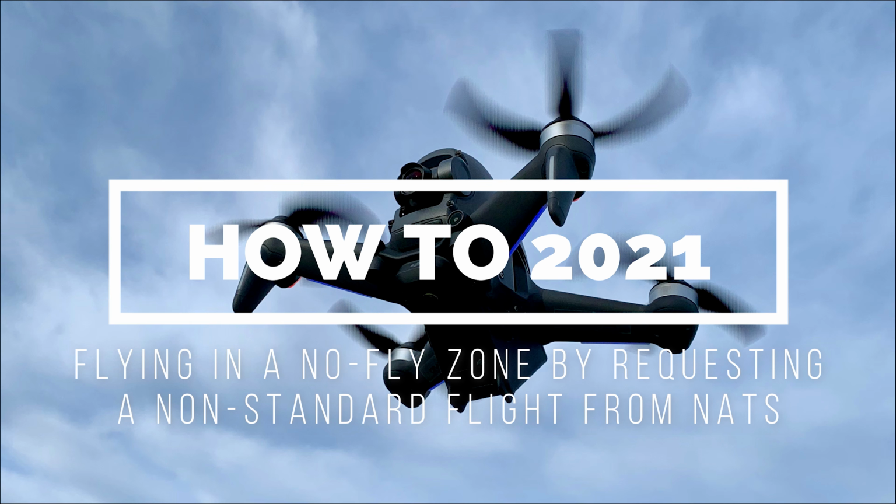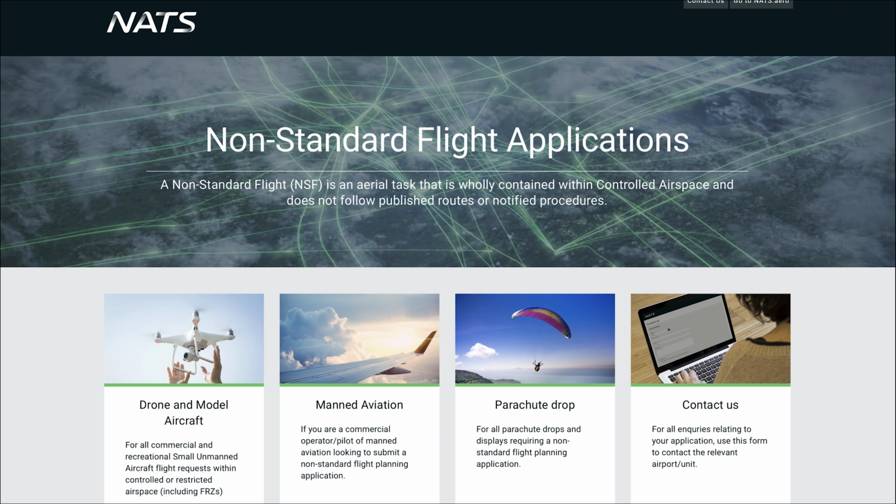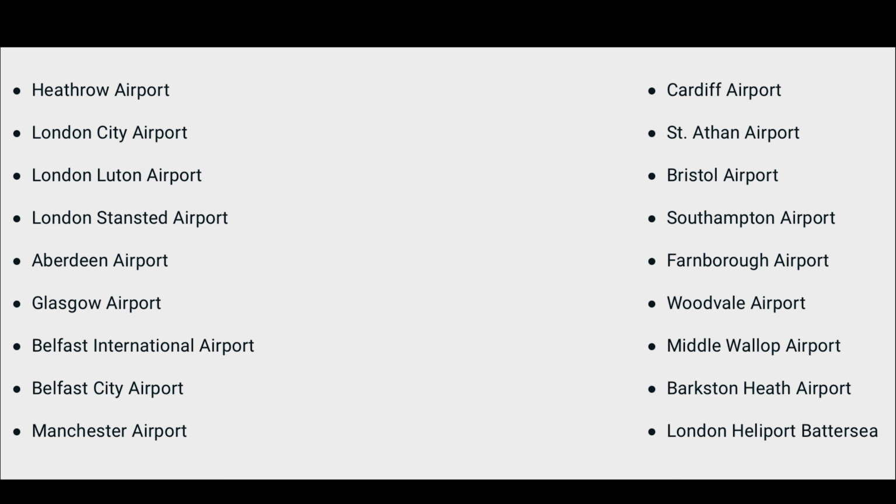Today we're going to take a look at how you can request to fly your drone in a no-fly zone using the NATS web page to request a non-standard flight. You can use this page to request to fly inside any no-fly zone, but particularly to request to fly in the following key no-fly areas: Heathrow Airport, London City, Luton, Stansted, Aberdeen, Glasgow, Belfast International, Belfast City, Manchester, Cardiff, St Athan, Bristol, Southampton, Farnborough, Woodvale, Middle Wallop, Barkston Heath and London Heliport in Battersea.